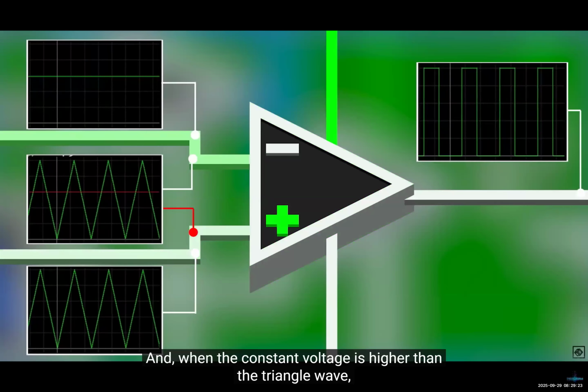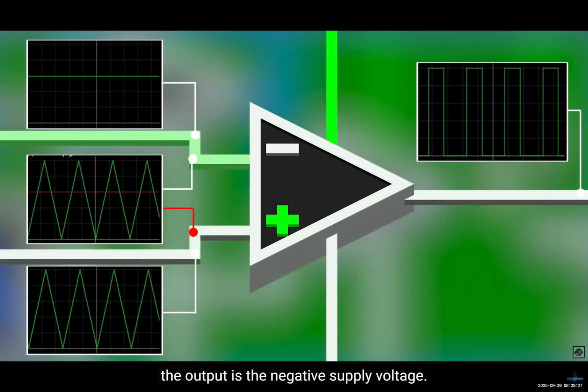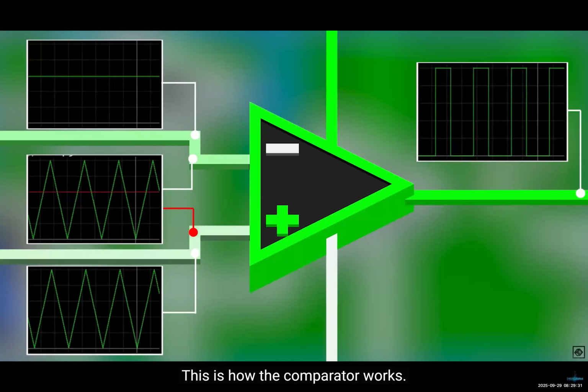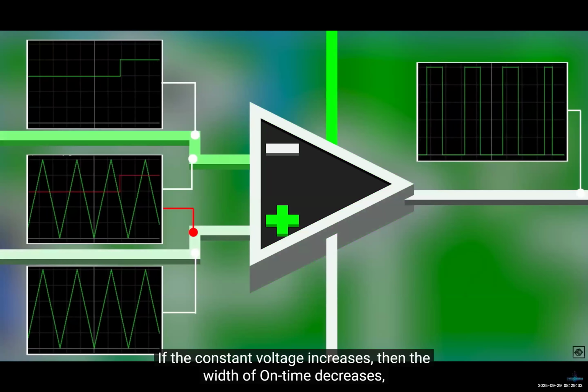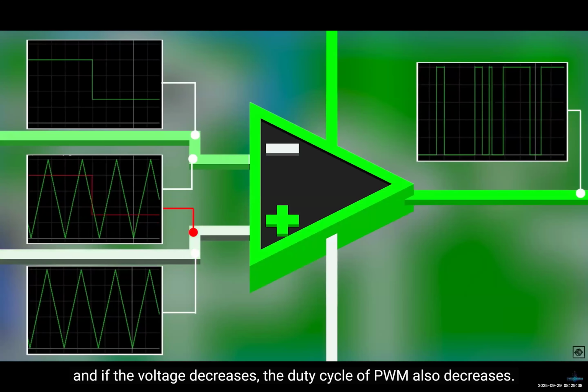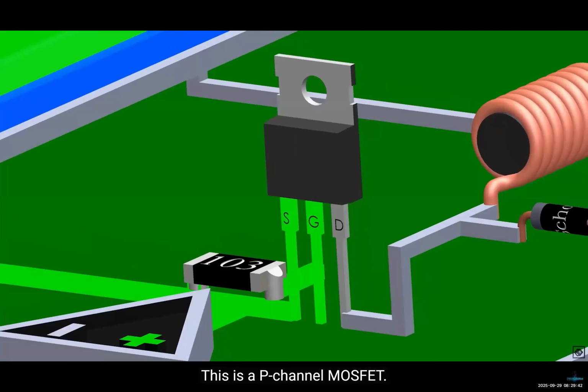And when the constant voltage is higher than the triangle wave, the output is the negative supply voltage. Here it is ground or 0 volts. This is how the comparator works. If the constant voltage increases, then the width of on time decreases, and if the voltage decreases, the duty cycle of PWM also increases. This is a P-channel MOSFET.